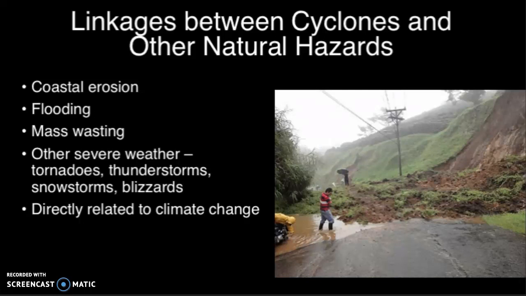They're also going to be related to other severe weather processes such as tornadoes, thunderstorms, snowstorms, and blizzards. We saw all of these last week, and we touched base on them this week as well throughout the last few slides, so that shouldn't be too much of a surprise for you. They're also directly related to climate change. If you think about climate change driving this process, at least for tropical storms, it's an easier way to think about it.